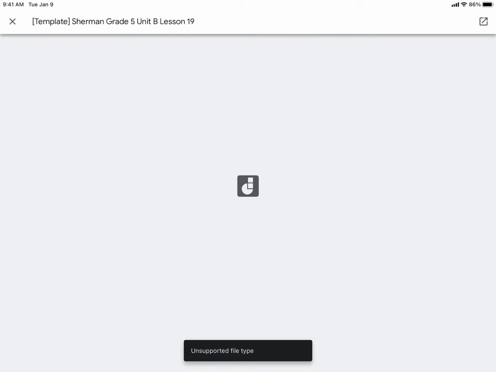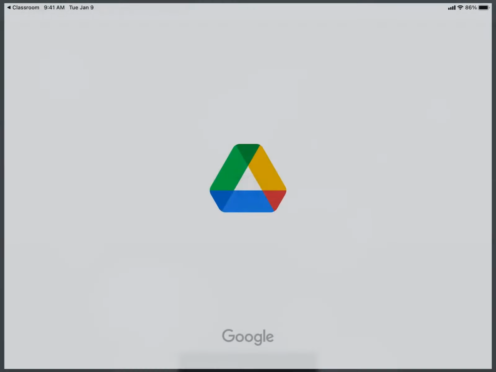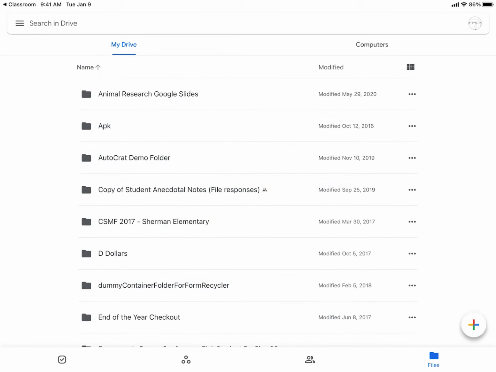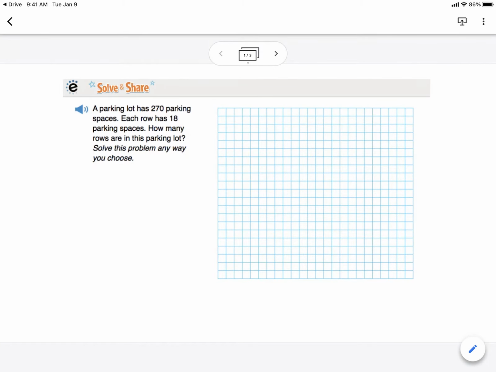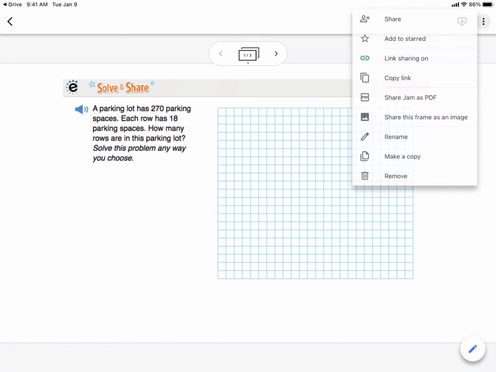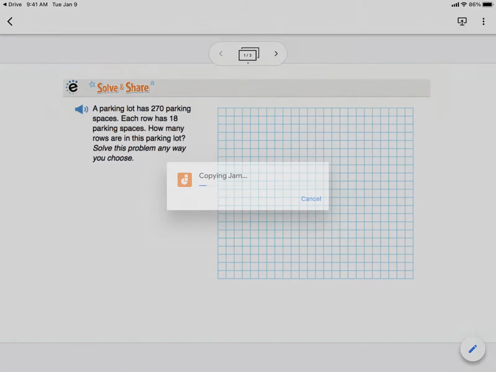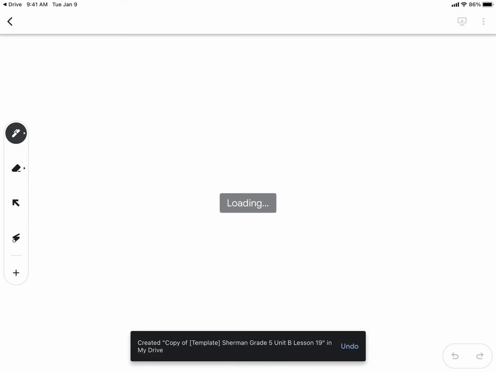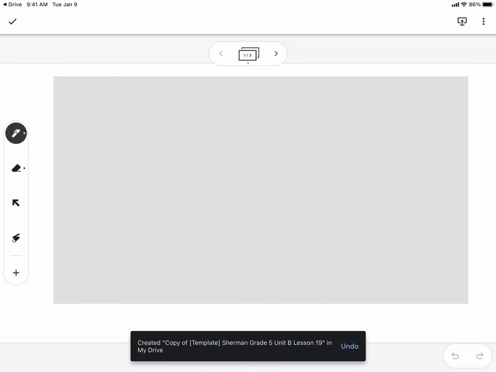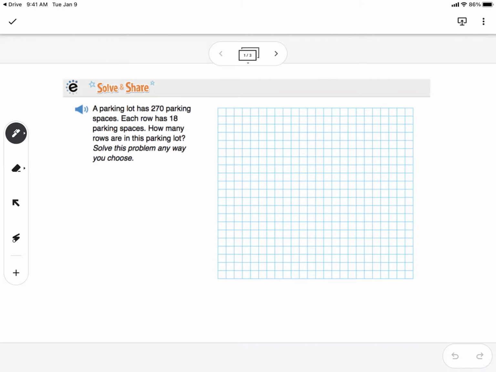So if we go over here, and we check out the assignment. Here we go. Loading. Let's open that up. And there we go. Alrighty. Let me make a quick copy of this. There we go, loading. Okay, so anyways, here's our first problem.